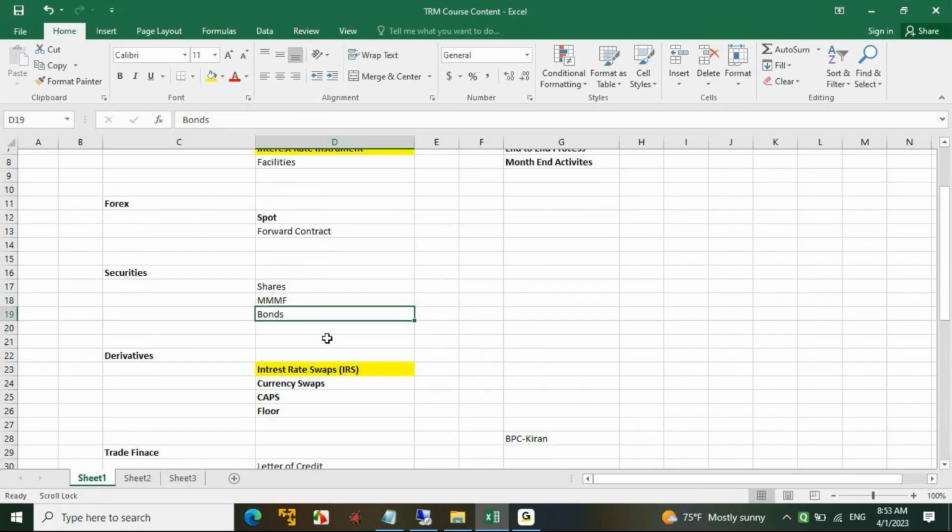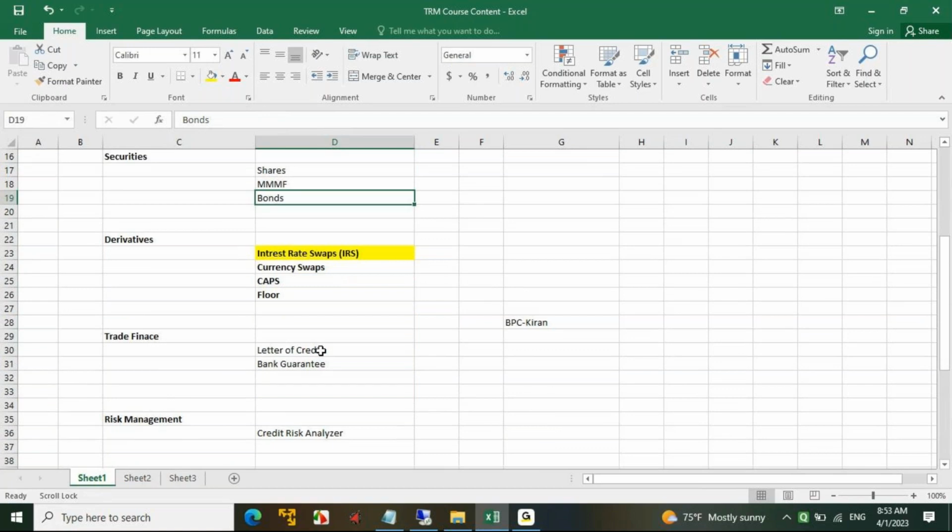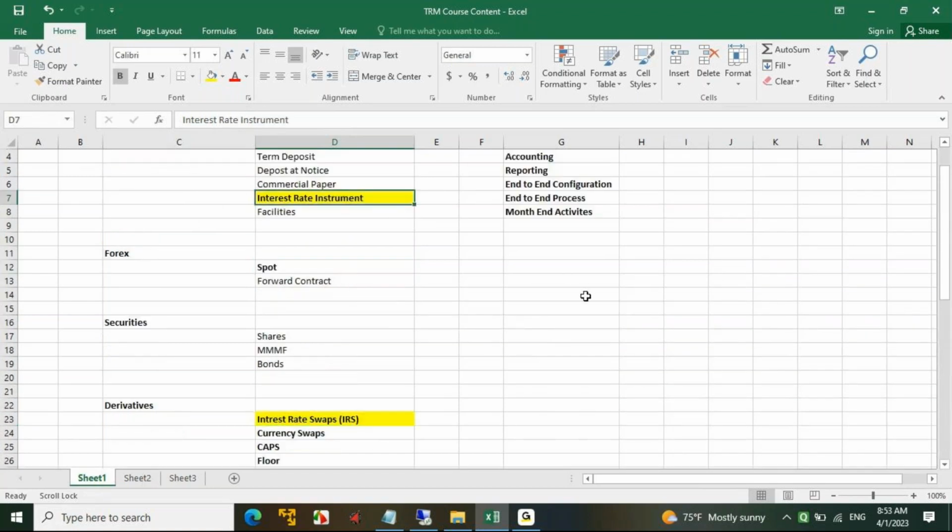Okay, and now we'll go to the derivative products. In derivatives, we discuss interest rate swaps, currency swaps, and caps and floors. When I'm discussing interest rate swaps, I not only tell you the business process, I will also try to tell you how the interest rate swap is linked with the interest rate instrument.